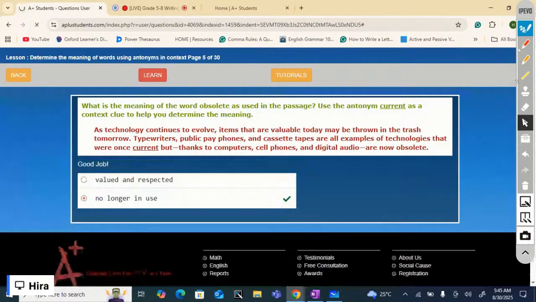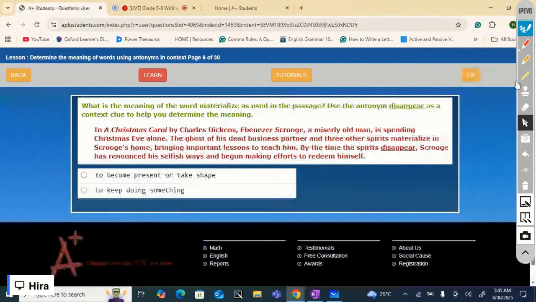So this is all for today. I hope you understand how we can determine the meaning of new words using synonyms and antonyms in context.